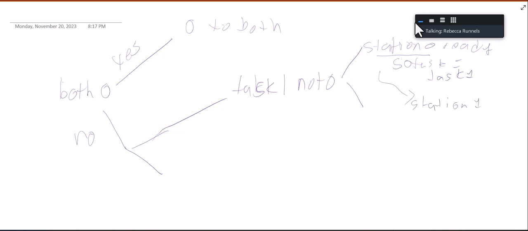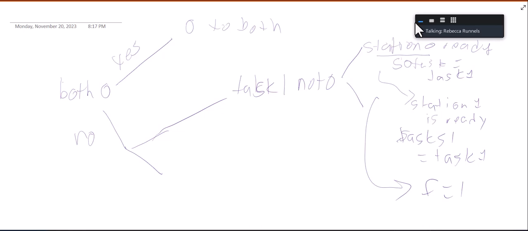If station 1 is ready, so station 0 is not ready but station 1 is ready, then you set station 1 task equal to task 1. If station 1 is also not ready, then you set F equal to 1. Okay, so if task 1 is not 0, you do those things.